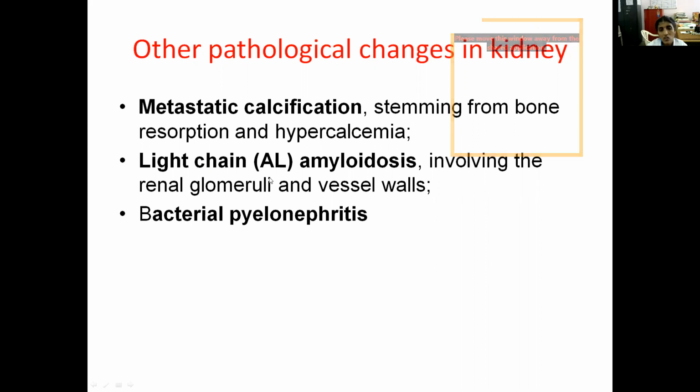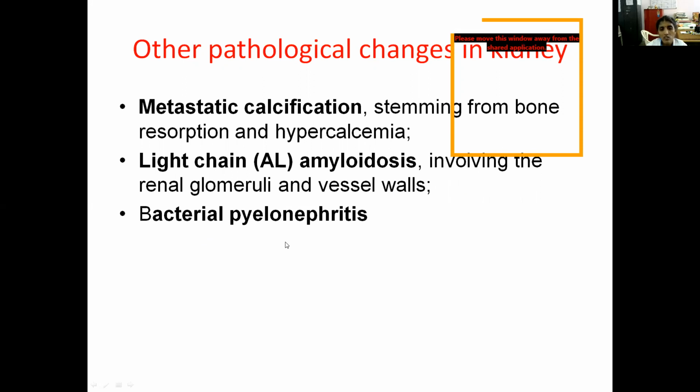Then the second common is the light chain, AL type of amyloidosis. What happens when these free light chains get deposited in the mesangium or the interstitium of the kidney is that it undergoes amyloidosis. It involves the renal glomeruli and the blood vessel wall.